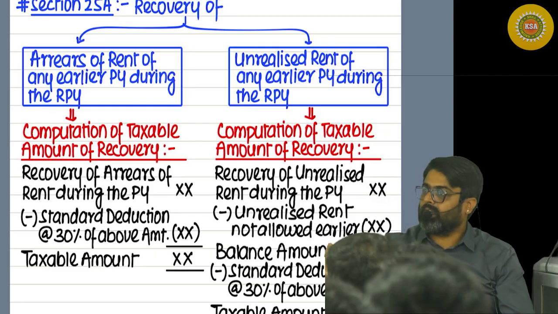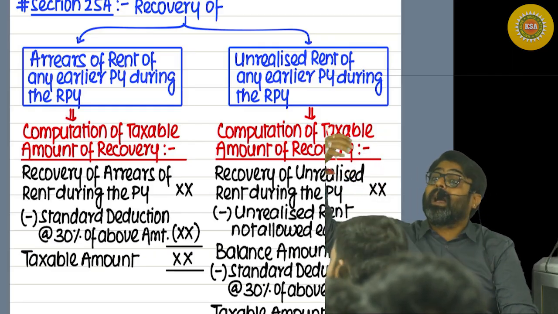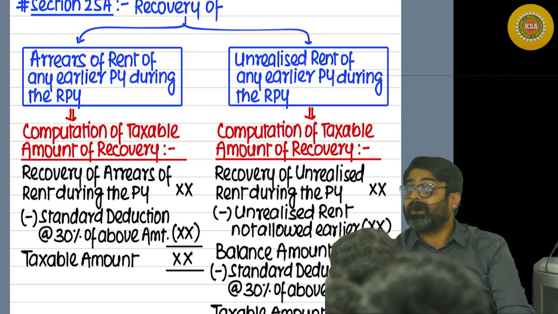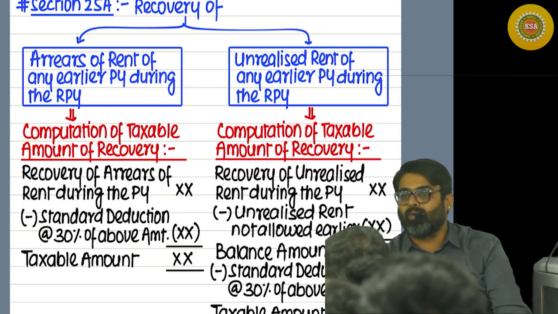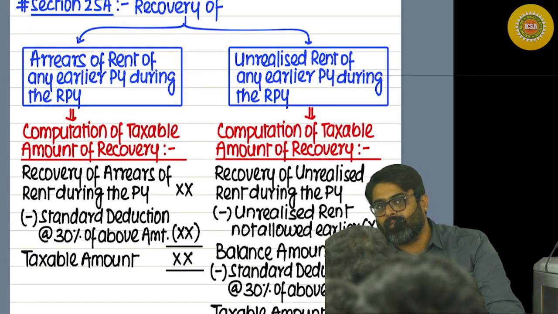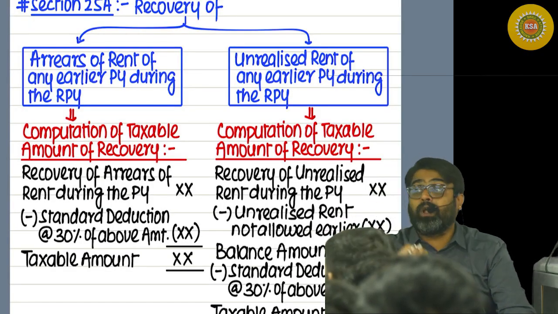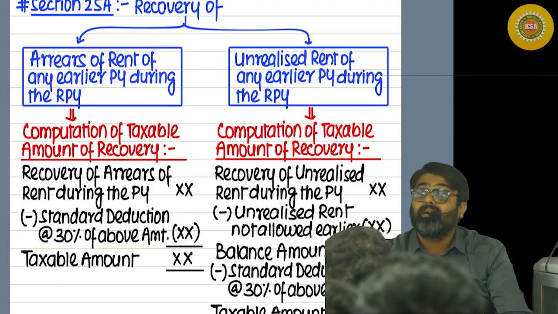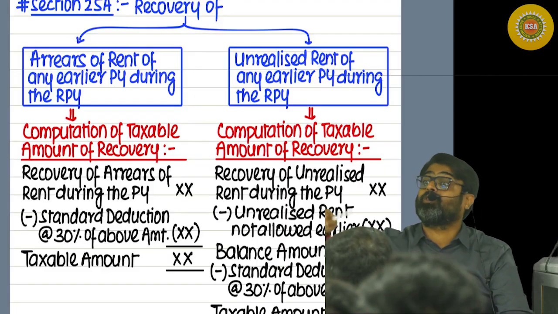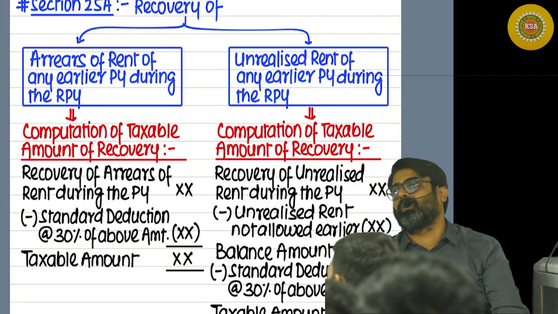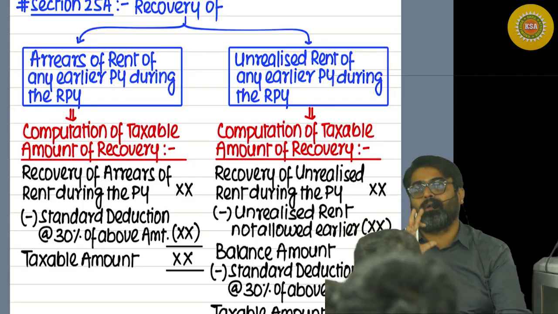So 40,000 you might have already shown as your actual rent. But that 10,000 for which there was a dispute, you never knew. You did not know at that time whether the dispute will be resolved or not, whether he is actually going to pay me that rent or not, 10,000. So you did not show that 10,000 as your actual rent. Yes or no?